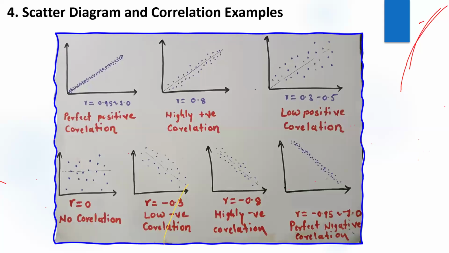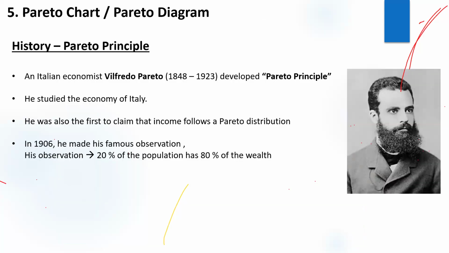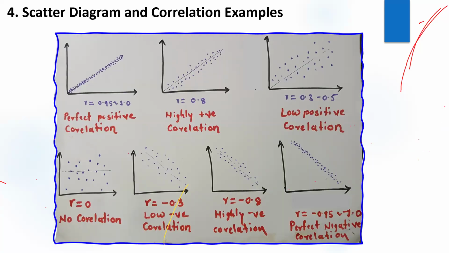Now we will go to tool number 5. This is called the Pareto chart or Pareto diagram. What do you know about the Pareto chart or Pareto diagram? Can anyone tell me what is Pareto? Pareto basically means the 80-20 rule, 20% of our effort is directly linked to 80% of outcomes. First, let me know who was Pareto. Give me the answer to that question. Who was Pareto?